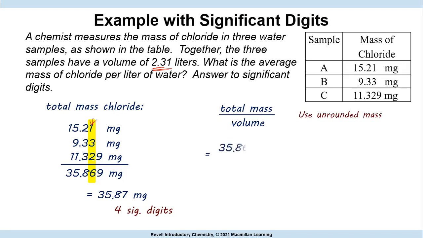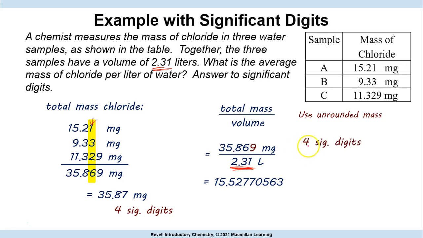Now, we are using the unrounded mass, which is 35.869 divided by the 2.31 liters. That gives us 15.52770563. Now in this division here, what is limiting our number of significant digits is 2.31. So it has 3 significant digits. Remember? So our final answer is going to be 15.5.